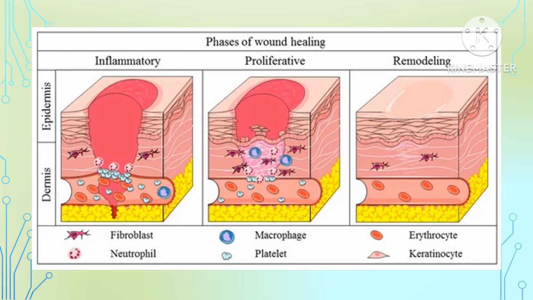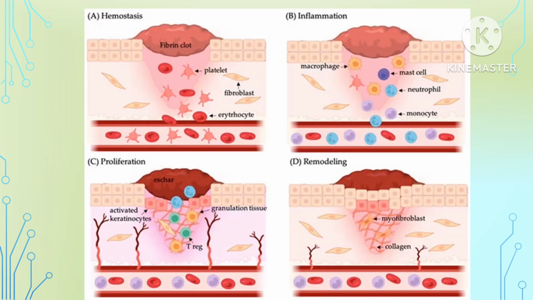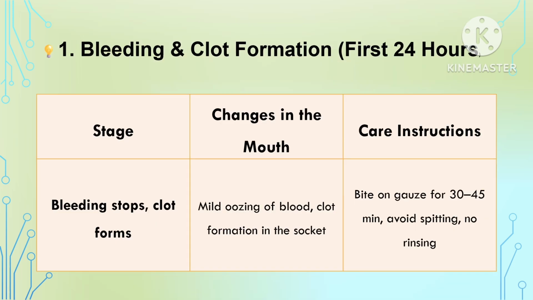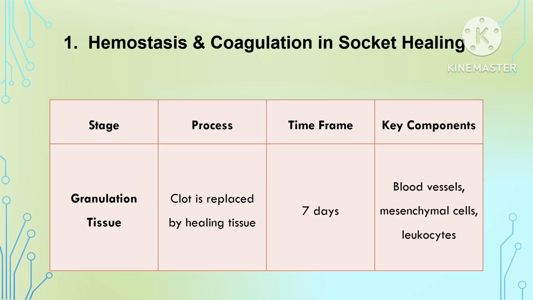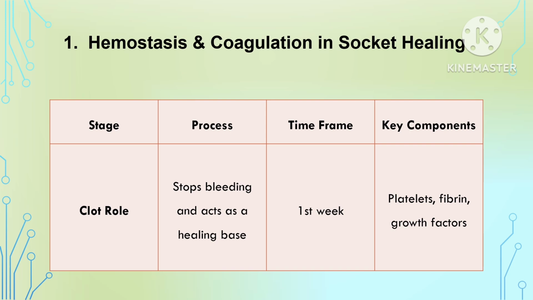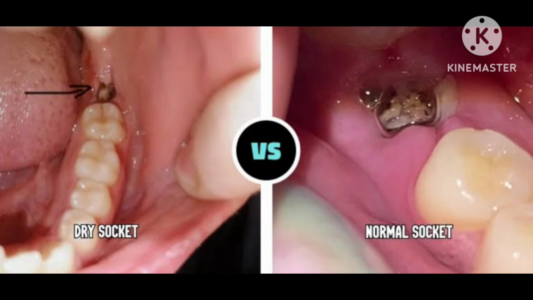After a tooth is extracted, bleeding occurs immediately and the socket fills with blood. This leads to formation of a blood clot, which contains red blood cells, white blood cells, platelets and fibrin. The clot serves two important roles. First, it stops the bleeding, and second, it creates a base for healing. Within the first 7 days after the extraction, this clot is gradually replaced by granulation tissue, which is made up of newly formed blood vessels, mesenchymal cells and immune cells. During this, the blood clot releases growth factors and cytokines, which activate the next stage of healing, that is the inflammatory phase.